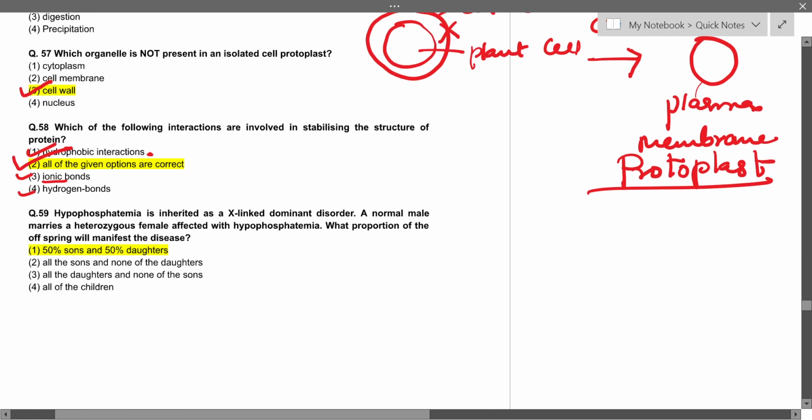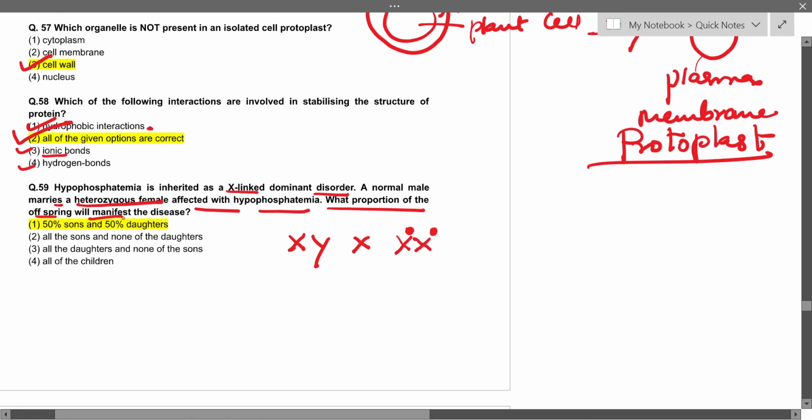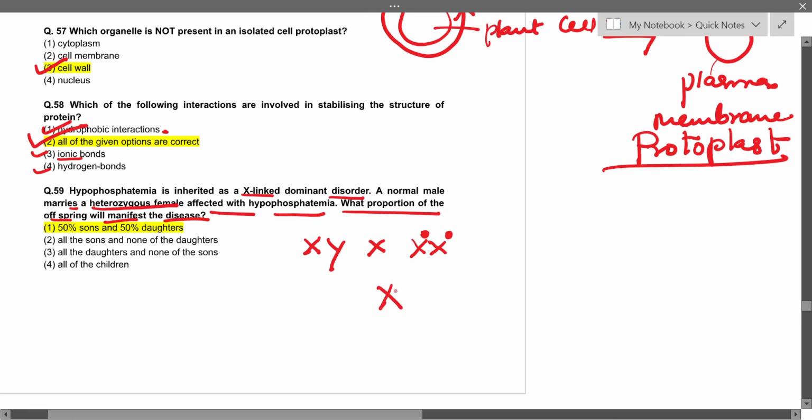Next is hypophosphatemia, which is inherited as a sex-linked dominant disorder. A normal male marries a heterozygous female affected with hypophosphatemia. That male is normal, that means XY, it is normal, is crossed with a female who is affected. That means it is having the gene on both of its X chromosomes. Now, what proportion of the offspring will manifest the disease? So let us do the cross. X, X, and then we have, sorry, male is normal, so we don't have it here, and Y. So let's cross it.